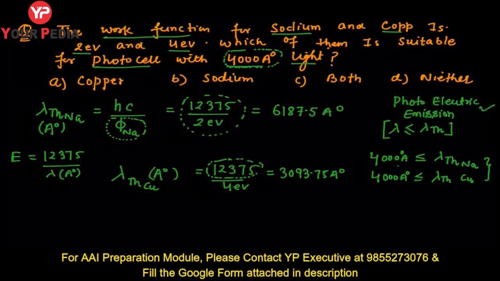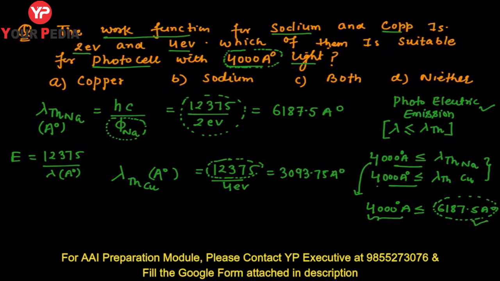Fine. Now see, students, tell me, does this condition hold or this condition hold? Now if I check this, 4000 angstrom less than or equal to 6187.5 angstrom for sodium, this is the longest wavelength where photoelectric emission is possible. If this is the largest possible, then obviously here it is possible, which means this condition is satisfied. For the second, we write 4000 angstrom less than or equal to 3093.75 angstrom. This doesn't hold.